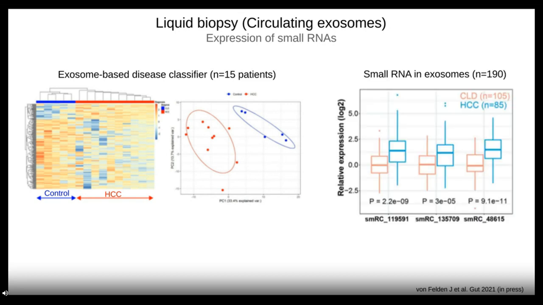Here, we selected 3 markers, small RNA clusters, that were significantly upregulated in our HCC cases compared to controls. And I want to underscore the fact that all of our cases are early stage HCCs, with a median tumor size of less than 3 centimeters. The controls, again, are not healthy individuals. These are patients with chronic liver disease who are actually enrolled in a surveillance program. So this is the target population of surveillance. We had around 100 of them.